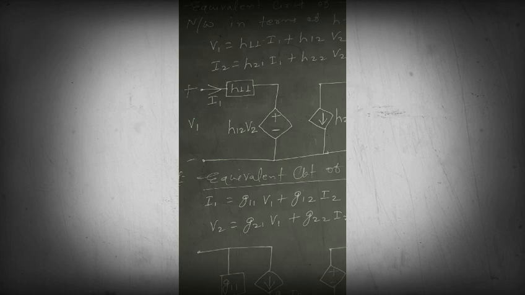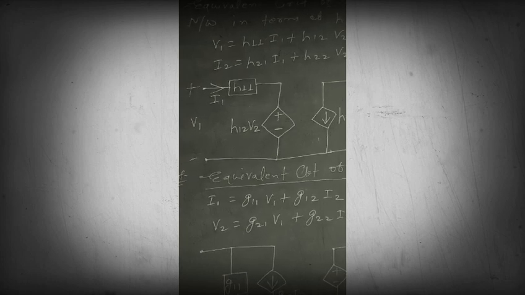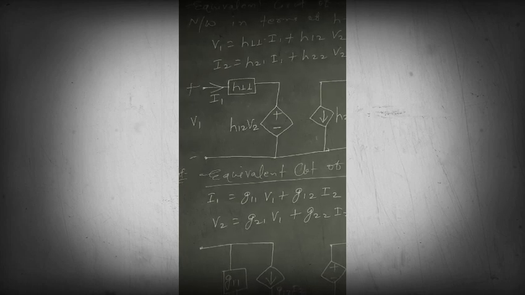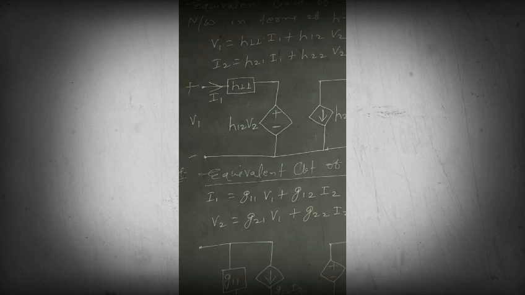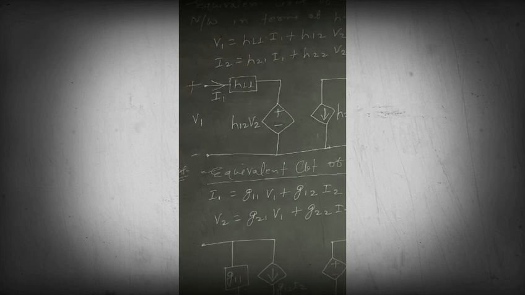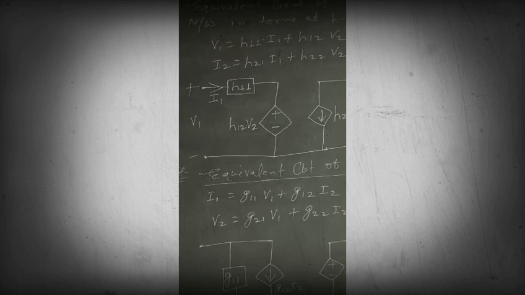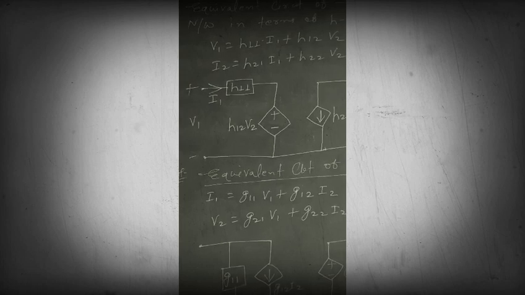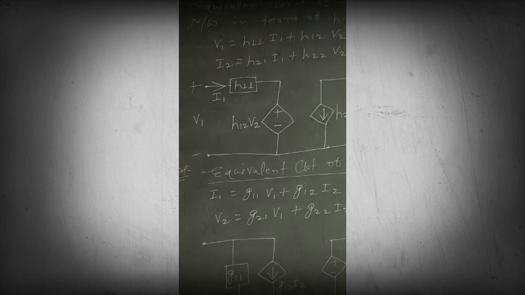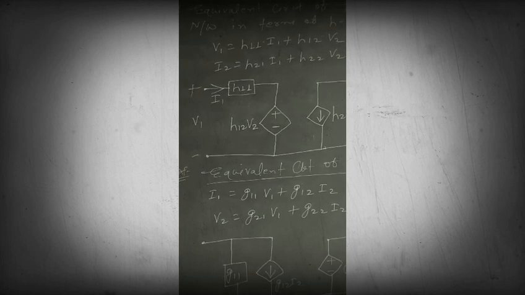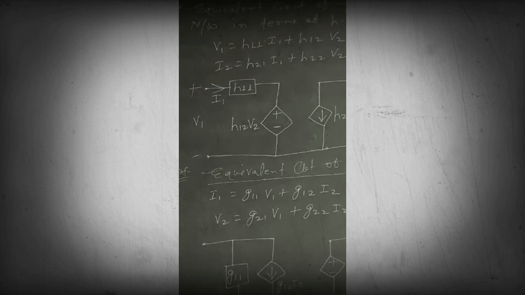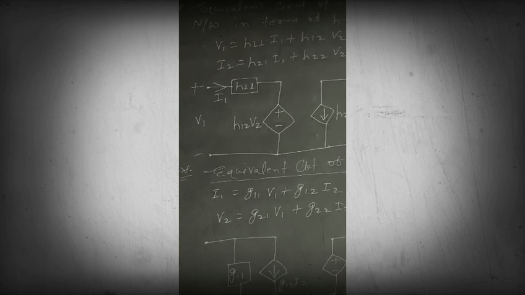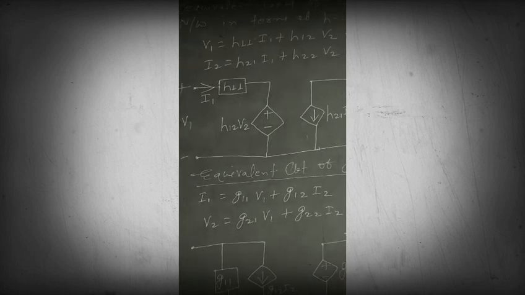Then we have the term H12 into V2. Here V2 is the voltage of the secondary port. It means we will have to represent it by a dependent source. So here it will be a voltage dependent voltage source. Its magnitude will be H12 into V2. Now we can see that the primary side equivalent circuit is completed. When we apply Kirchhoff's voltage law, we get minus V1 plus I1 into H11 plus H12 into V2 equal to 0. From here we get the first equation, that is V1 equal to H11 into I1 plus H12 into V2.